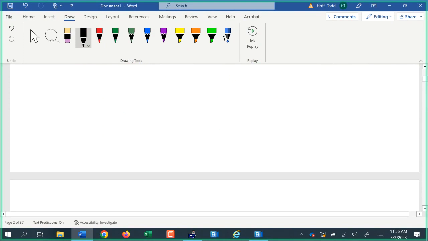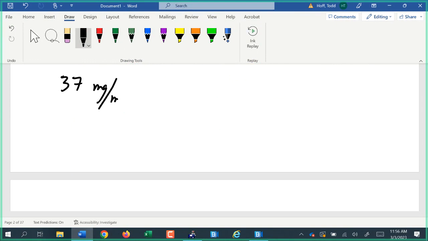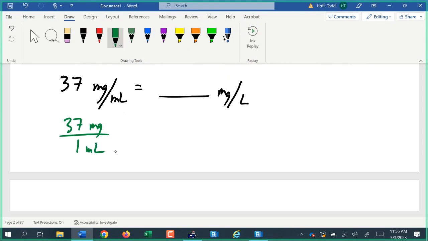Another example we might have is 37 milligrams per milliliter, and want to know what is this in milligrams per liter. So here we notice there's only one unit that's changing. Let's write this out. We've got 37 milligrams over 1 milliliter. On top, we have milligrams, and we want to keep it milligrams, so we don't have to change that unit.